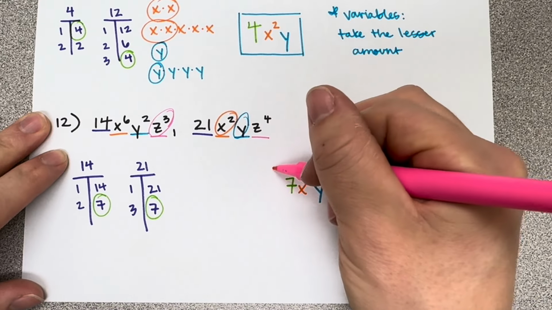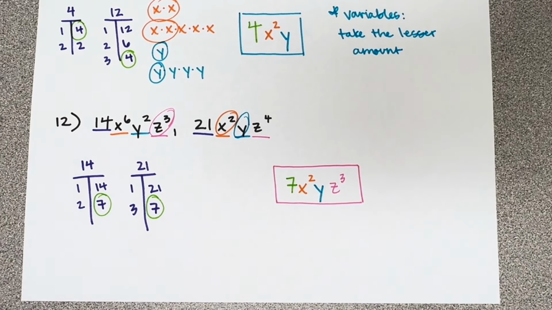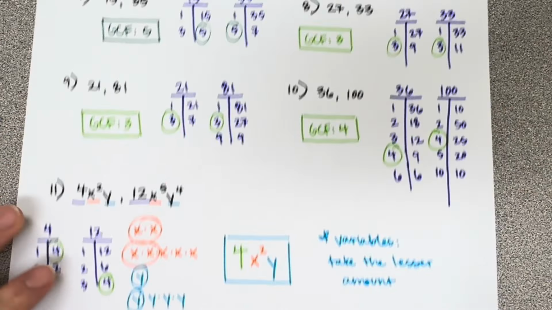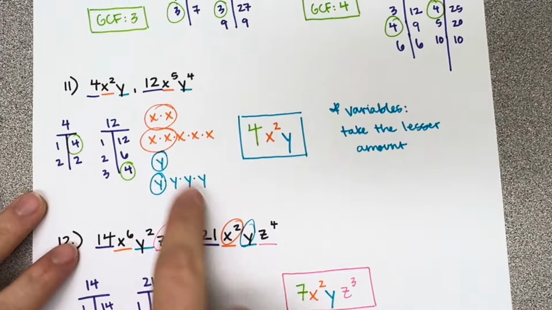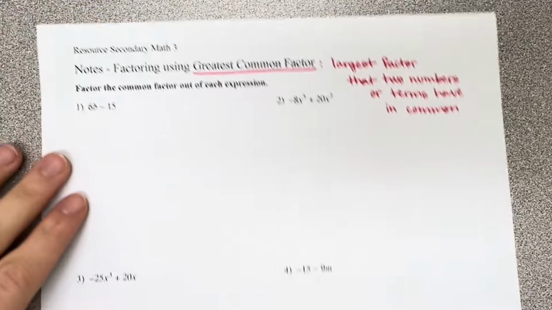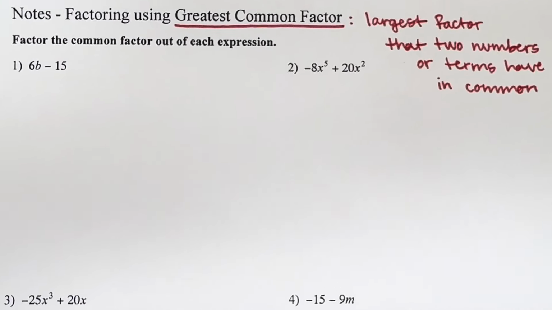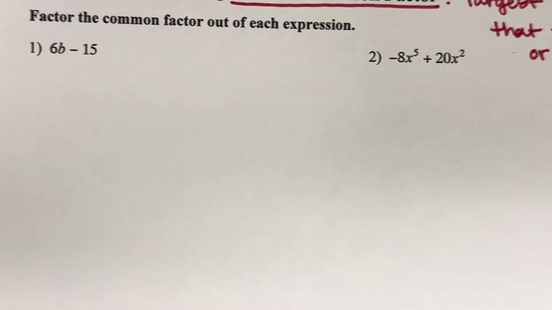And my final answer, GCF between these two terms, 7x squared y z cubed. Beautiful. Okay, so now that we practiced with two numbers or two terms where variables are involved, let's go ahead and factor some binomials. Remember, binomials are an expression with two terms. I'm going to zoom in just a little bit so you can see it maybe a little better.